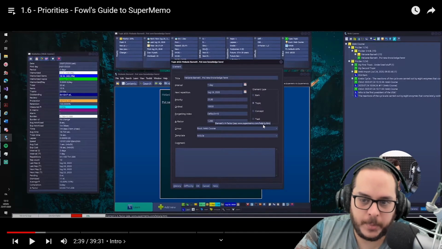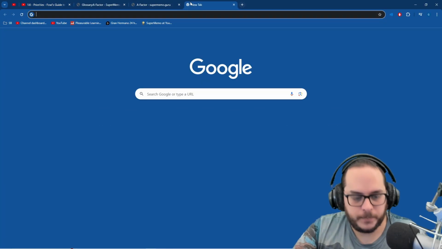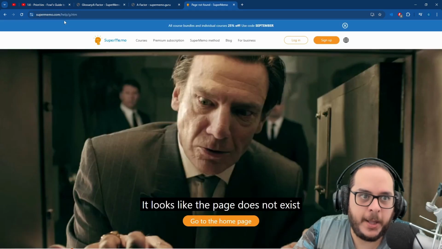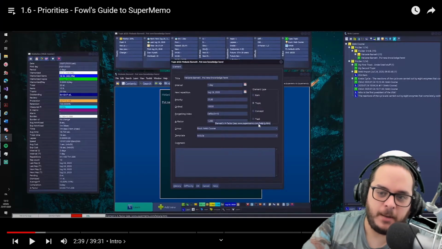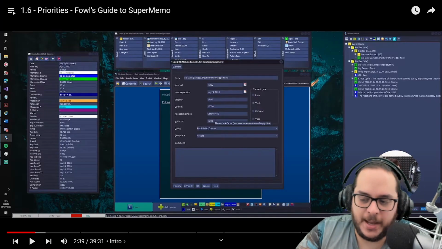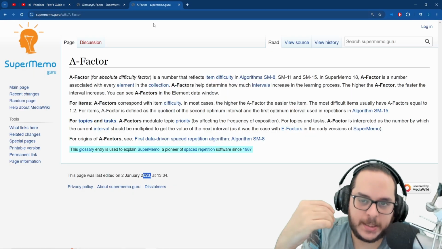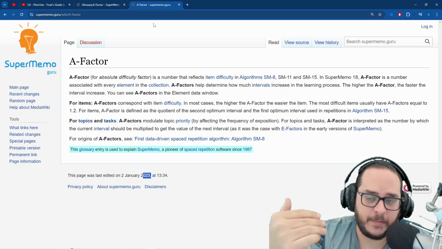Now it says Guru, unlike the Fowl video, that is, oh my God, yet another domain. Supermemo.com, help and G. Supermemo, let me actually check it. Yeah, it doesn't exist anymore. So at least we know that the hint was renamed because the link is actually dead. Okay, good to know.